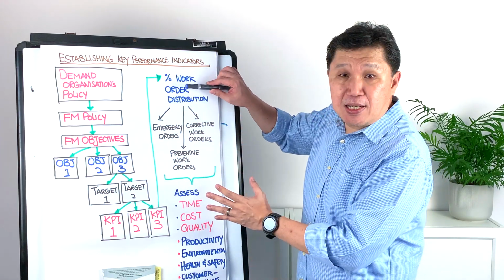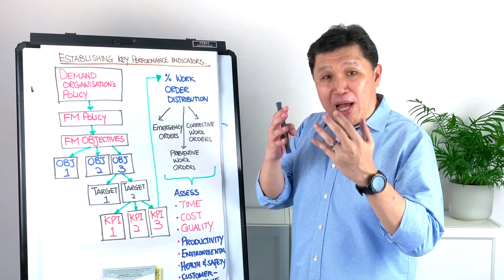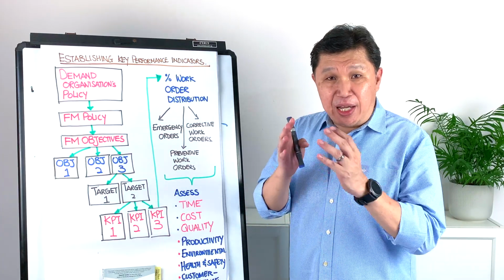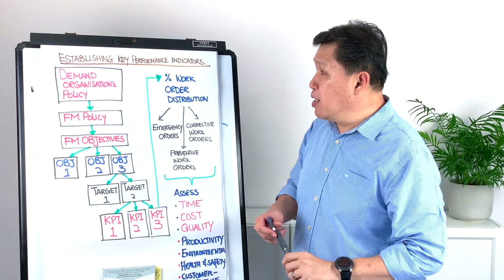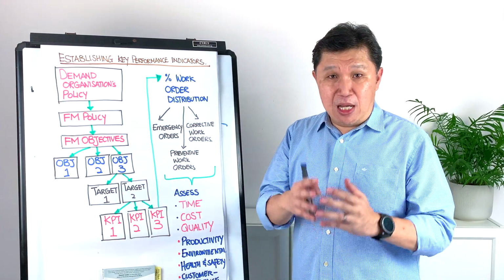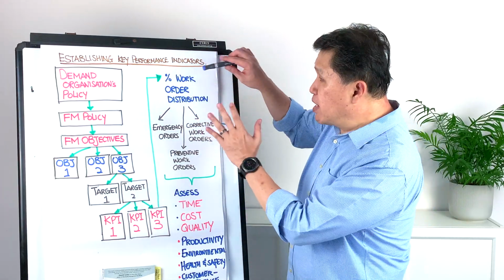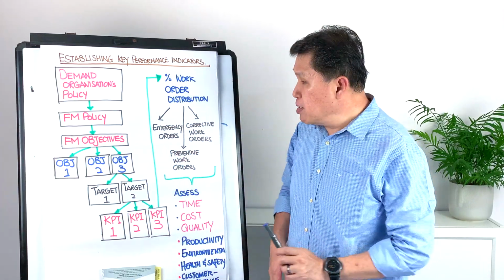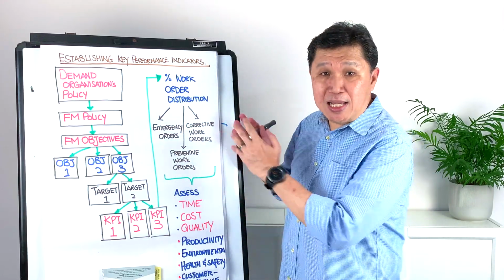you set measurable. That is to assess how well that particular activity is meeting this set performance target. Take for example, if that particular key performance measurement is to measure the target for work order distribution, right? This percentage of work order distribution can be in the form of emergency order, preventive work order, and corrective work order. Why is that so?